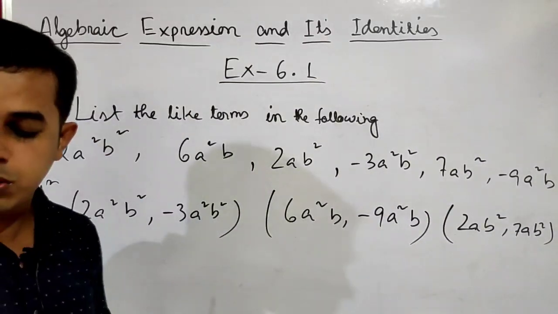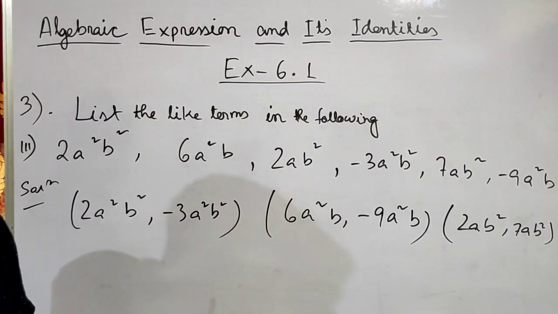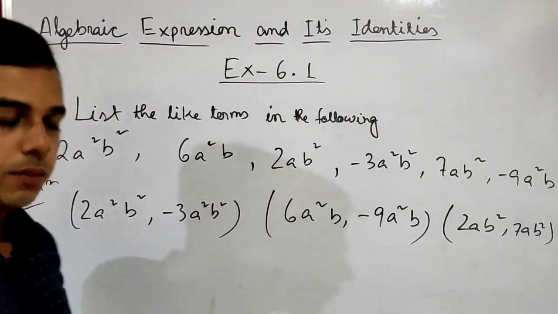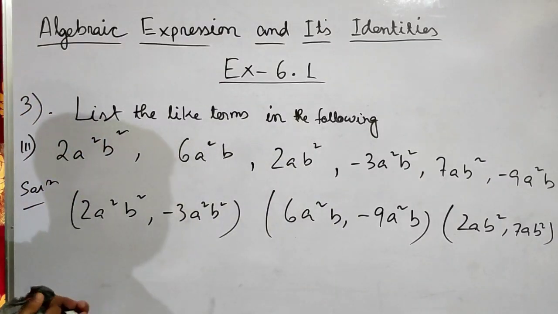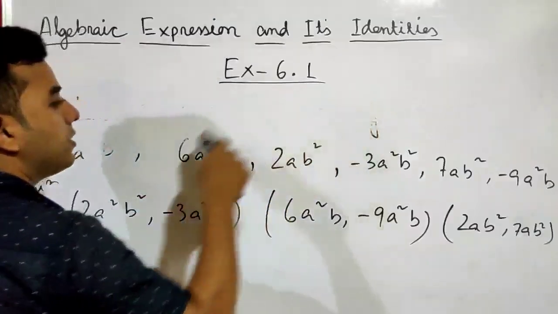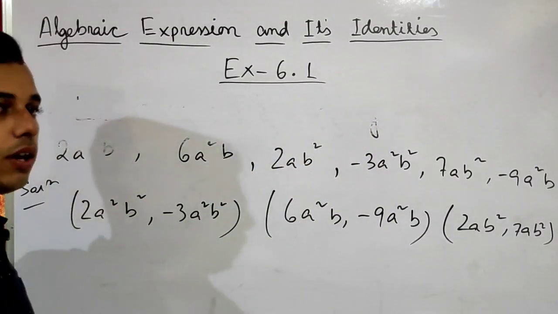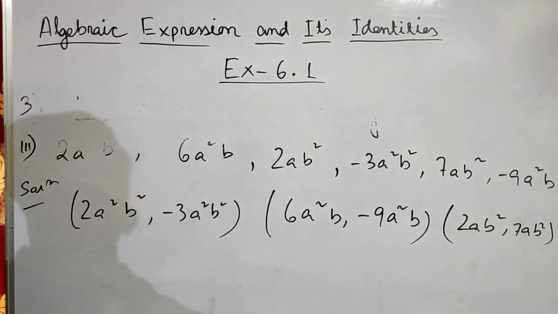So now let's move to our next concept, that is, add the following polynomials. Okay, so we'll be adding the polynomials. Very easy. Just look at the board and try to understand, and I hope this is clear to you, right? How to find out the like terms, and how to list the like terms.